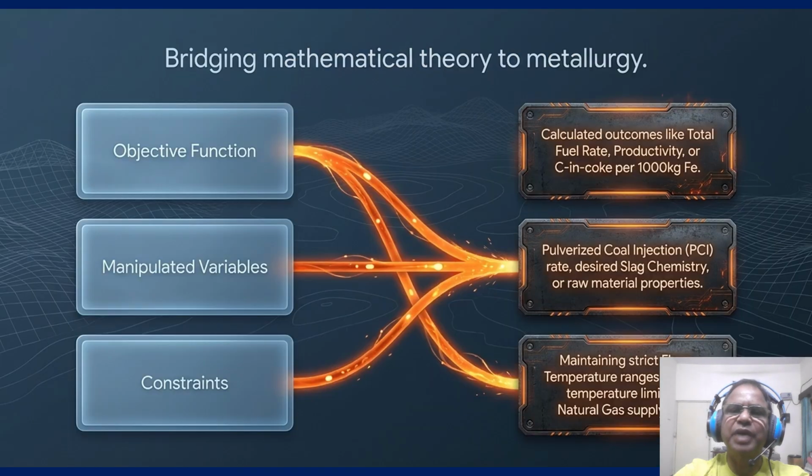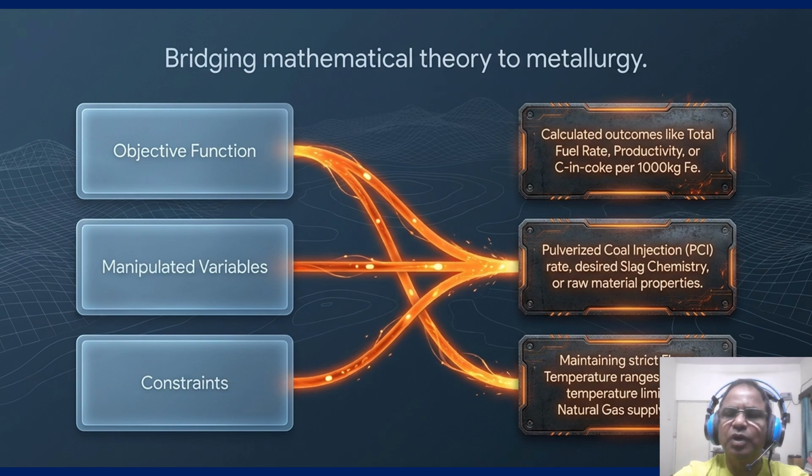Coming to the practical side, optimization becomes useful only when we connect it with the actual blast furnace parameters. For example, the objective function is the total fuel rate or productivity. Variables are like PCI rate, burden distribution, slag basicity, blast temperature, and constraints like flame temperature, top gas temperature, hot metal silicon, sulfur, permeability limit, etc. These make the model practical. It helps engineers, operators and managers talk in the same language.